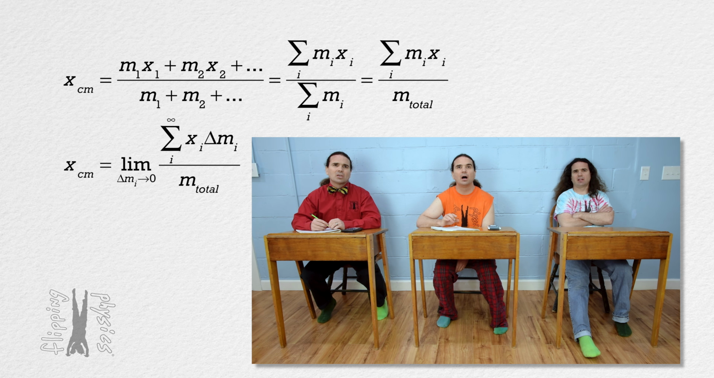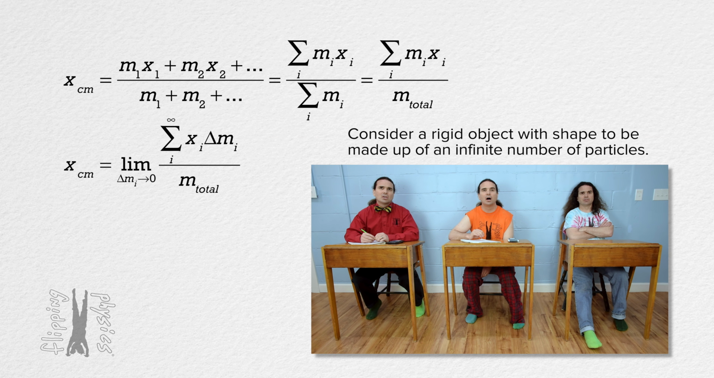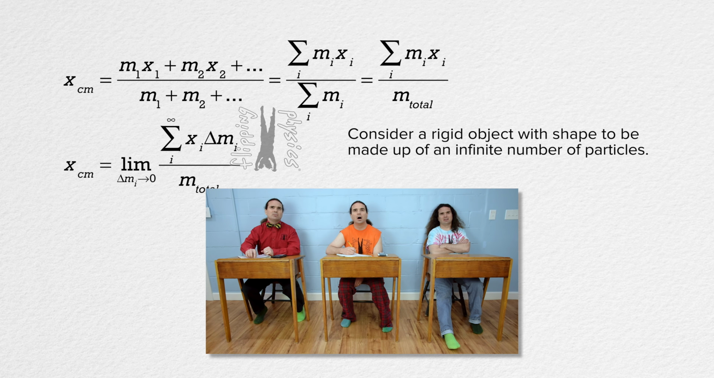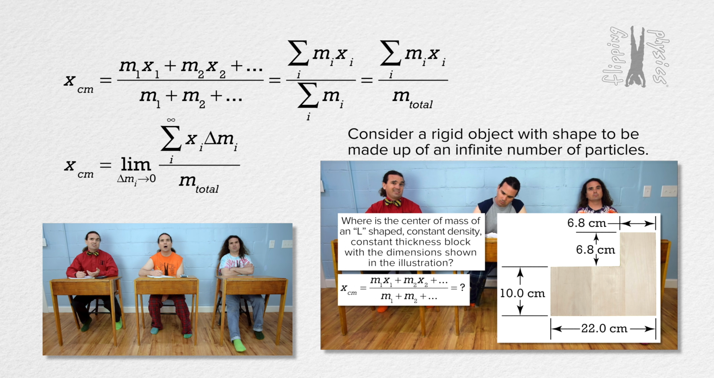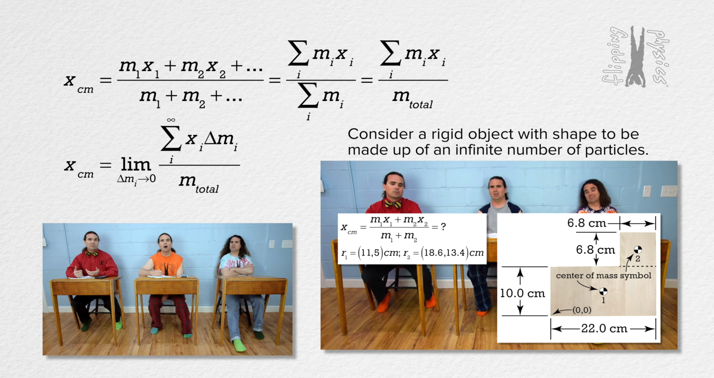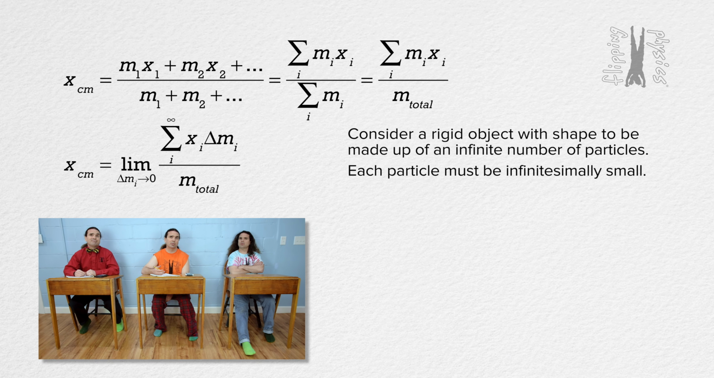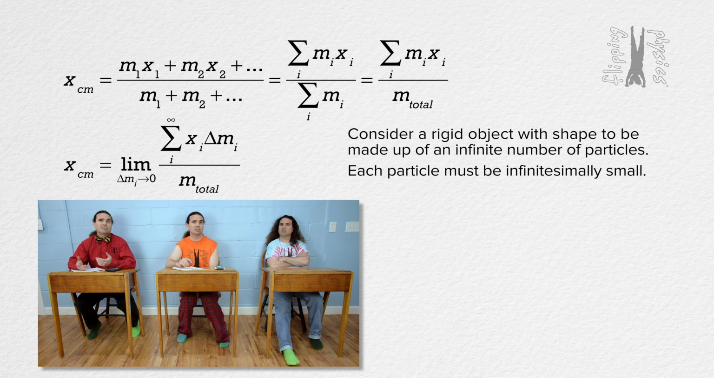You can't just glide past that statement. I mean, you said we are going to consider a rigid object with shape to be made up of an infinite number of particles. What does that even mean? All objects are made up of particles. I mean, we basically did it before with the L-shaped piece of wood. We considered it to be made up of 2 objects instead of 1. Here we are just increasing the total number of particles to an infinite number. And that means each of the particles must then be infinitesimally small. Right. Yeah, that's pretty clear.